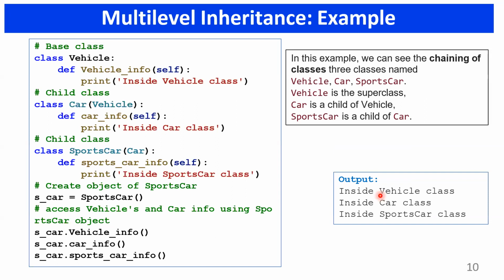So let us see an example program for multi-level inheritance where we are creating the base class vehicle, which has the method vehicle_info, and we are deriving a child class car, with vehicle as the base class, and we are also deriving one more child class, which is sports car, with the base class as car.